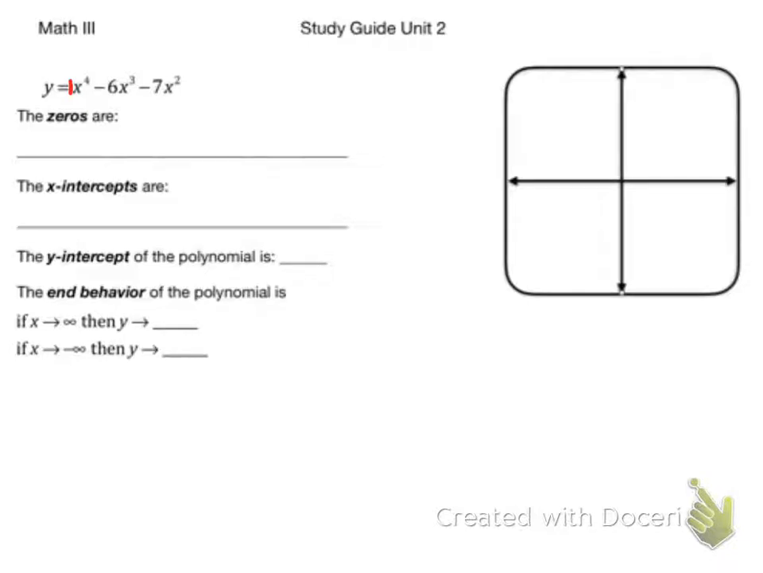So if I'm looking at my numbers, I'm looking at 1, -6, and -7. None of those have any common factors. But now if I'm looking at my x's, I have x to the 4th power here, x to the 3rd power here, and x squared here. If I look at the common variables, they all have 1 x, and then they all have another x. So 2 x's that we can factor out of each one of these. So we can factor out an x squared.